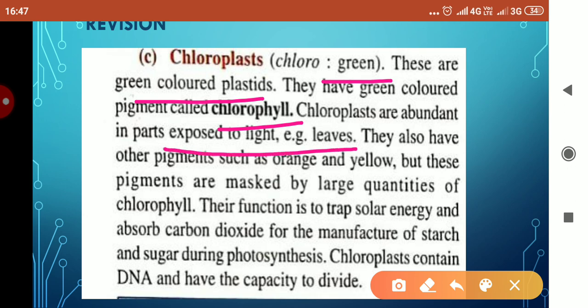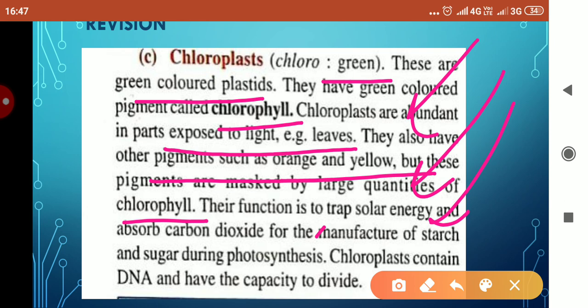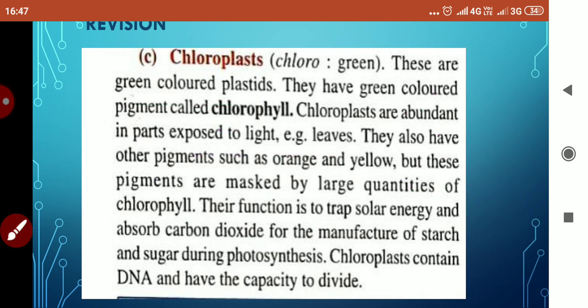They also have other pigments such as orange and yellow, but these pigments are masked by large quantities of chlorophyll. This means that chloroplast also contains other pigments. It can also contain carotene because that is also involved in the absorption of light during photosynthesis. So that's why they have said that it also contains other pigments, but because of the large amount of chlorophyll, the orange and yellow colors are masked by the green color.